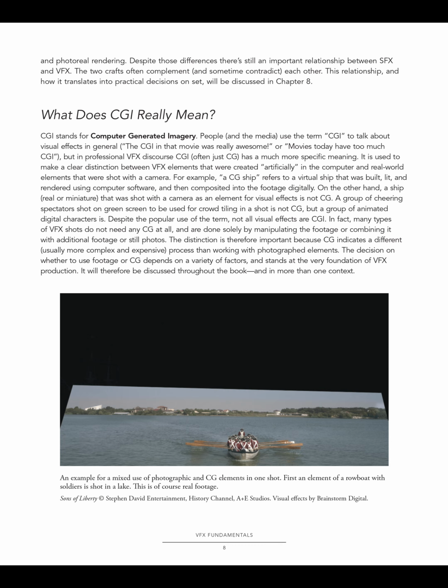It is used to make a clear distinction between VFX elements that were created artificially in the computer and real-world elements that were shot with a camera. For example, a CG ship refers to a virtual ship that was built, lit, and rendered using computer software, and then composited into the footage digitally. On the other hand, a ship, real or miniature, that was shot with a camera as an element for visual effects is not CG. A group of cheering spectators shot on green screen to be used for crowd tiling in a shot is not CG, but a group of animated digital characters is.